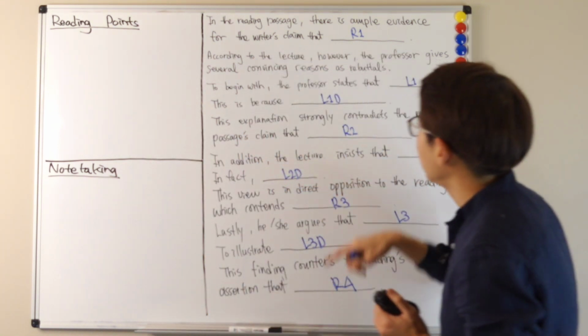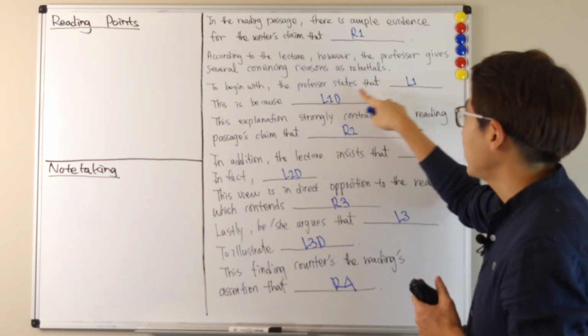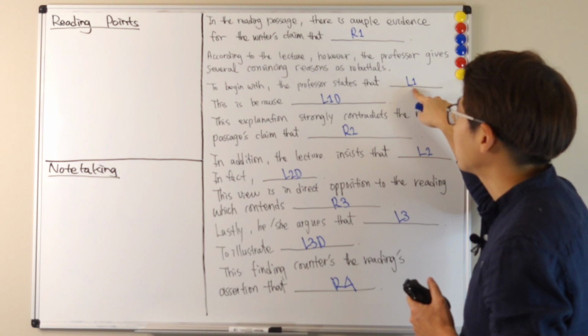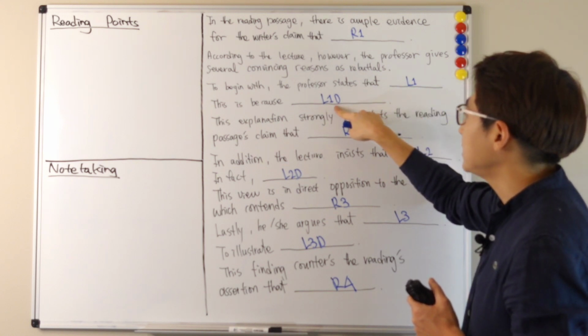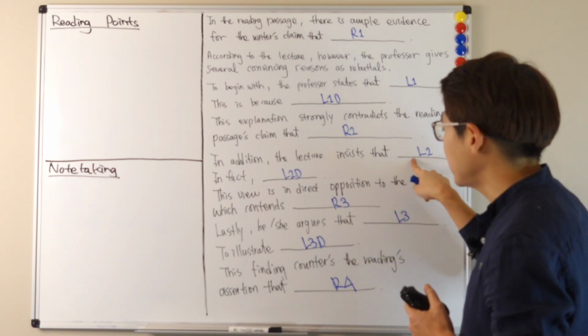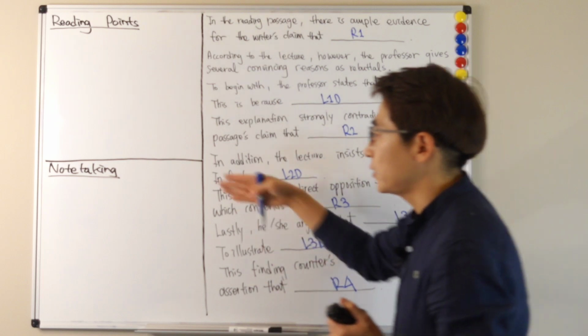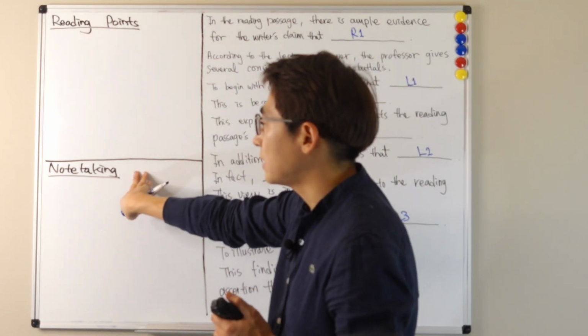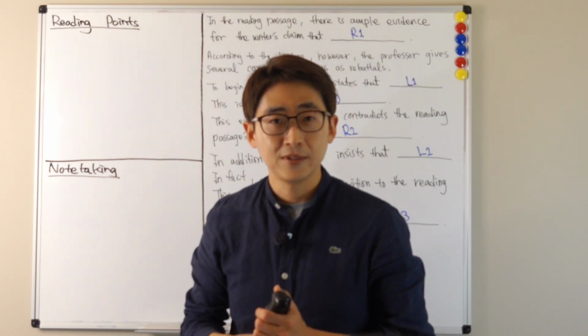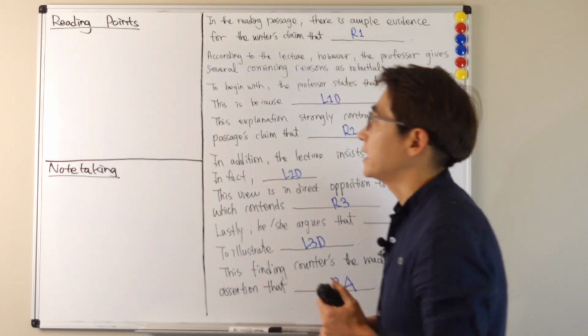And anything that starts with L is from the listening or the lecture. So this one is the first point from the lecture, and this is the detail. And this is the second and the detail. And this is the third and the detail. And we need to get that information from our note-taking. So let's take a look at our reading.